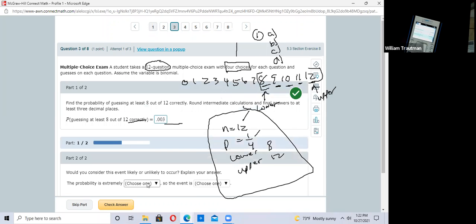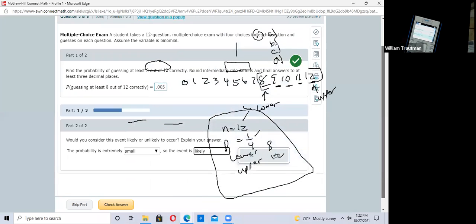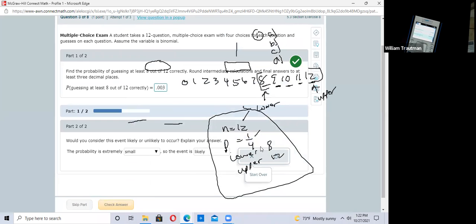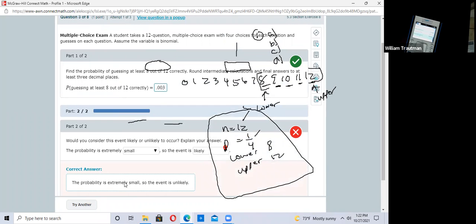So would this be considered likely or unlikely? The probability of getting it correct is 0.003. It's extremely small, so the event is likely, right? That's a very small percentage. I think that's what they want us to type in. Let's see. No, I got it wrong. The probability is extremely small, so the event is unlikely. Oh, I said likely. I meant to click unlikely. I said it's very small, so the event is unlikely because the percentage is so small. I just typed in the wrong thing there.